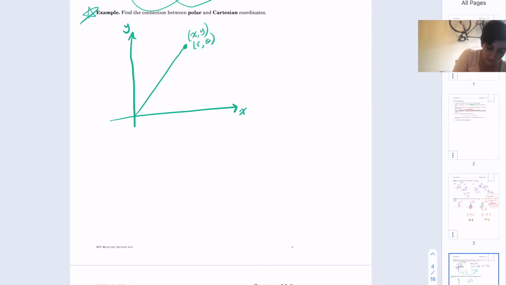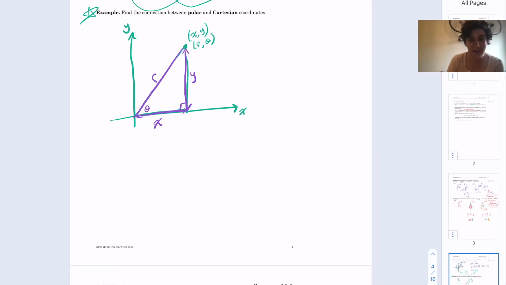I'm going to draw this line, and this line, and this line. Maybe let's make this a little clearer. This distance, that is r. This angle is theta. This should be a right angle. This distance is y, and this distance is x. Does that all sound sensible to you?